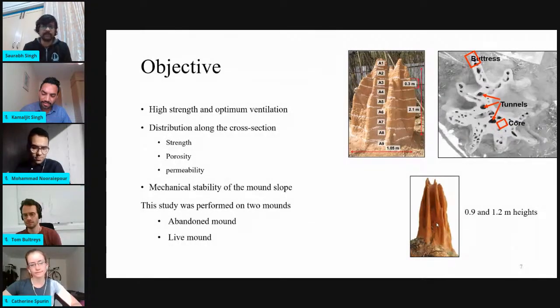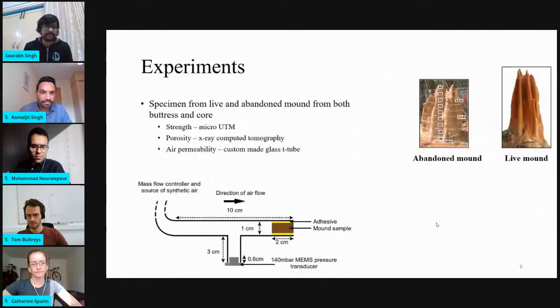We have also studied the live mound. In the case of the live mound, the samples were extracted. This was not sectioned, and the samples were extracted at two heights, 0.9 meter and 1.2 meter from the base. Now, we perform very simple experiments. First of all, we do a uniaxial compression test on a micro universal testing machine. Because the specimen size is restricted to around 10 to 20 mm, we obtain a cylindrical specimen of size 10 mm by 20 mm height.